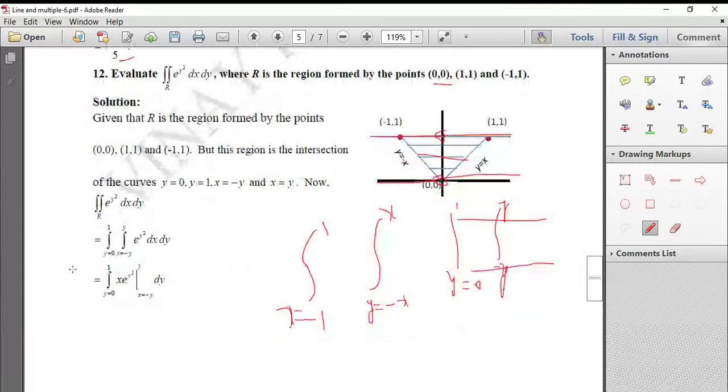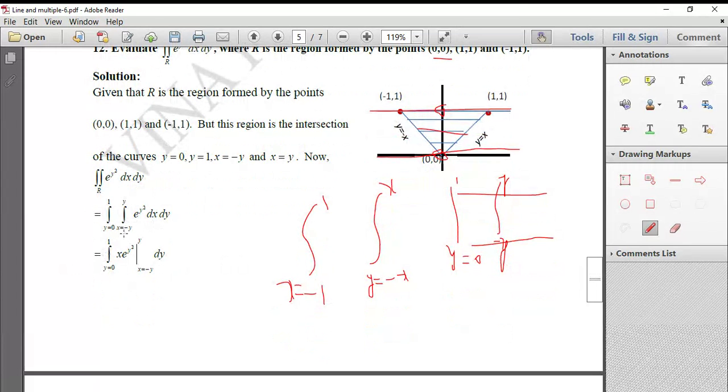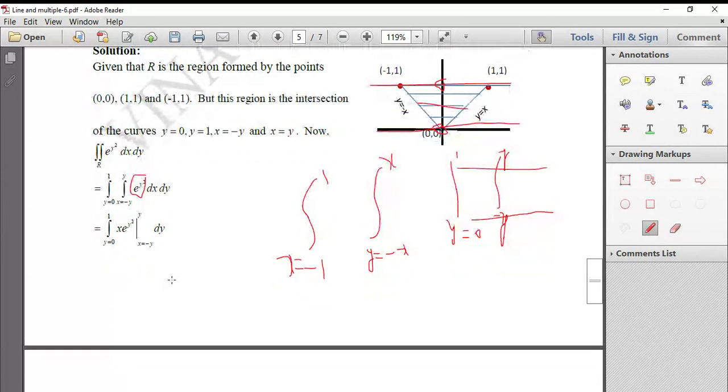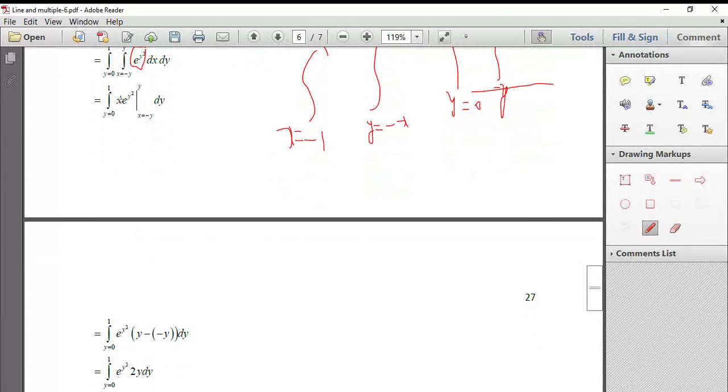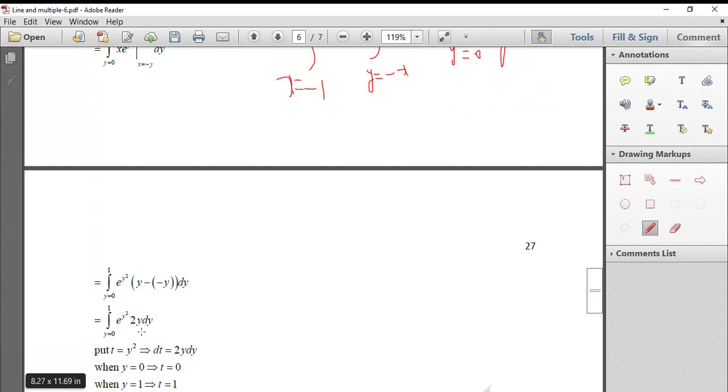Now, let us integrate this. Because you are integrating with respect to x, your y is constant. That means e to the power of y square is constant. What is integral of 1? Integral of 1 is x, and the limit is from minus y to y. Now apply the limit for x. E to the power of y square is constant, that remains as it is. y minus of minus y, that is plus y. So you will get 2y dy.